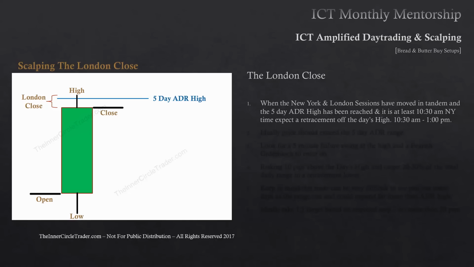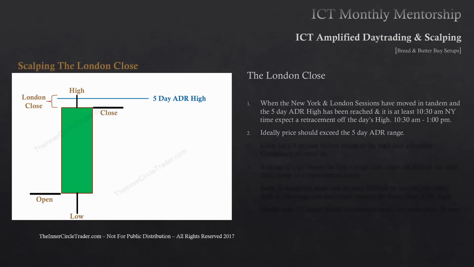But the characteristics that you see for London close for Forex is the same thing that day traders do for S&P. So it's that time of day influence where London traders that trade S&P are going home too. So when the New York and London sessions have moved in tandem, that means they've moved in the same direction, and the 5-day average daily range high has been reached, and it is at least 10:30 a.m. Now it's a little different, it's a filter. At 10:30 a.m. New York time, expect a retracement off the day's high. Again, between 10:30 a.m. and 1 p.m., that's what you're looking for, that setup for a London close.